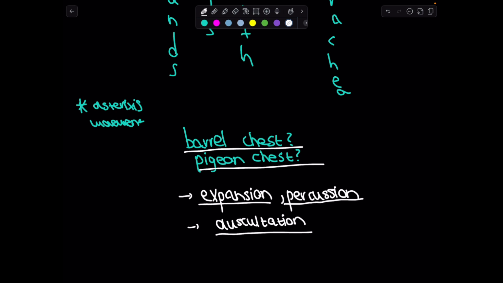Barrel chest is a rounded, bulging chest from overinflated lungs, like in COPD, and pigeon chest is a protruding sternum, often congenital. To examine the front, I check expansion by feeling symmetric chest movement during breathing, percuss by tapping to detect hollow or dull sounds, and auscultate by listening with a stethoscope for normal or abnormal.